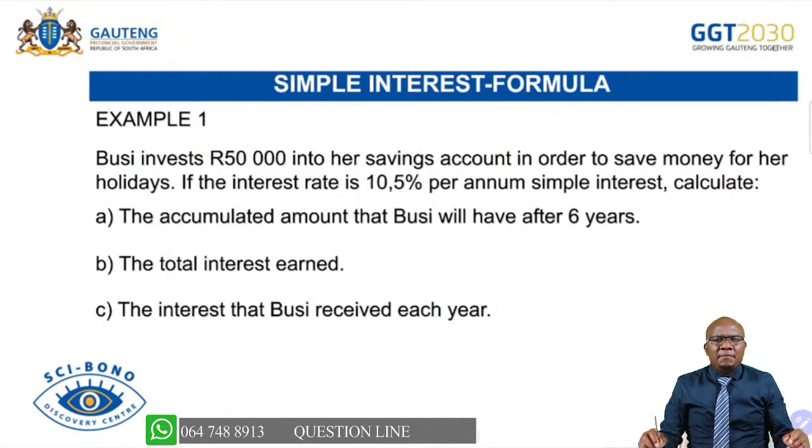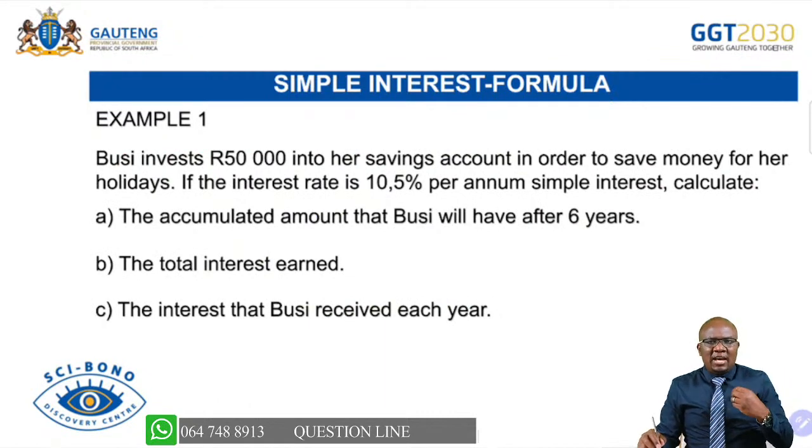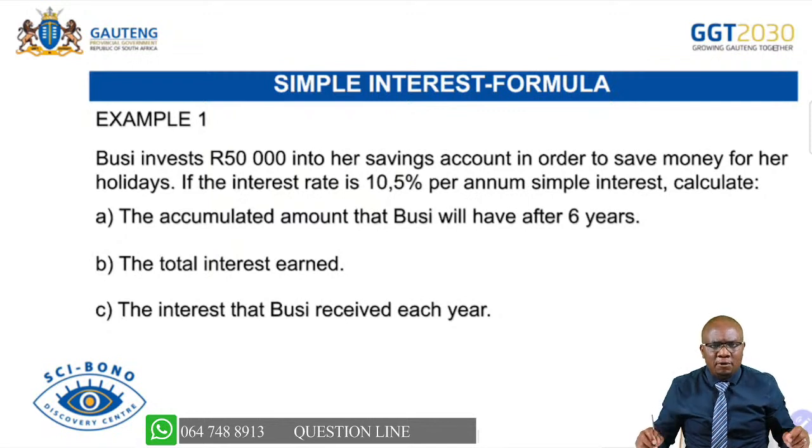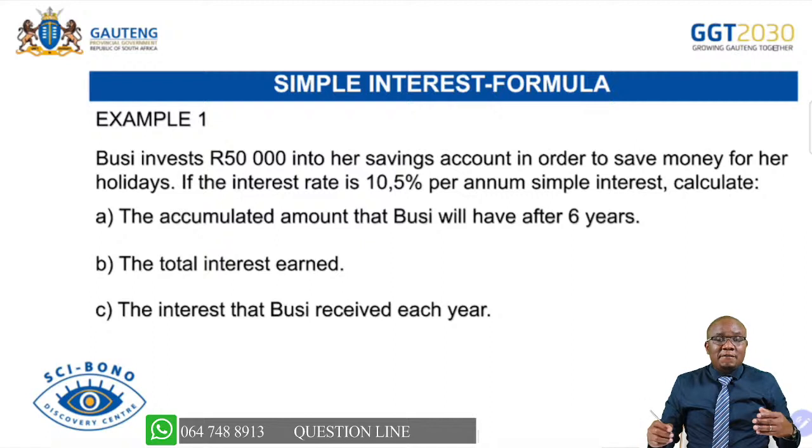I want you to read 1 minute and then pick the correct things. What is your A? What is your P? What is your I? What is your N? And what are you looking for? Let's do that for the next 1 minute. And then after 1 minute, we're going to do the calculations. But now I want you to read and highlight the key points. Let's do that.